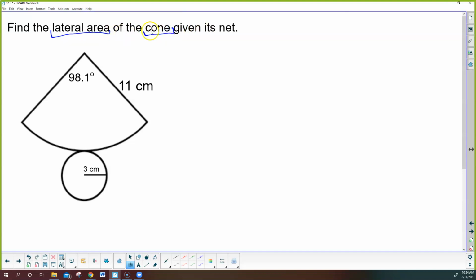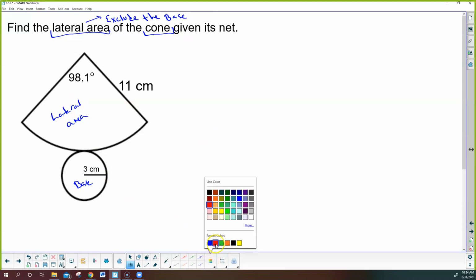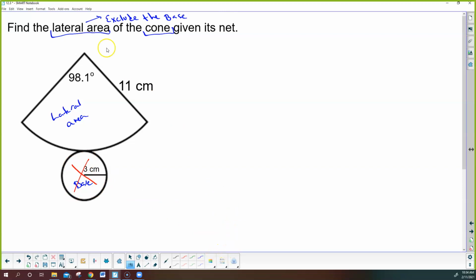So we know it's a cone, and we know we want to find the lateral area, which means we don't care about, so we're going to exclude the base. Right? I need the base to kind of help me out a little bit, but I don't care about the base. I just care about the lateral area. I'll give you a second to write this down.